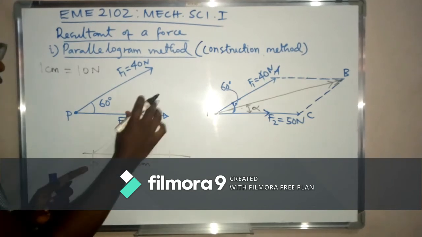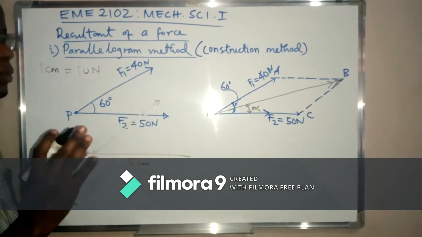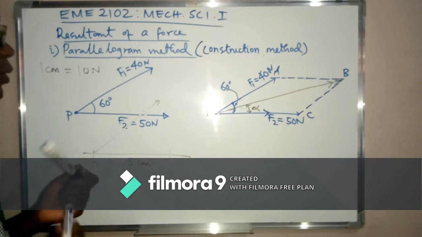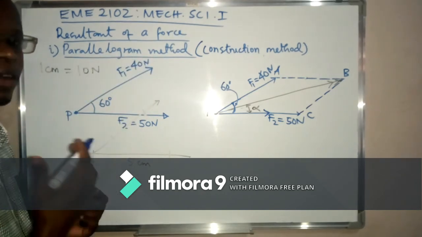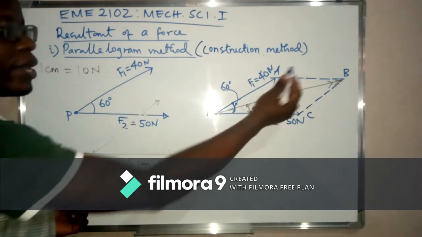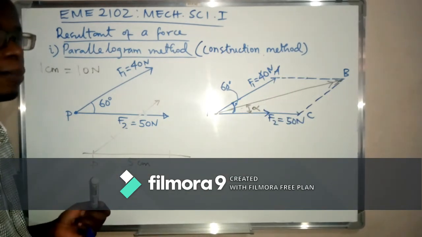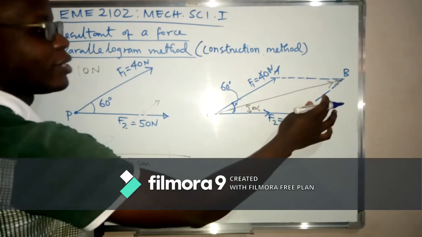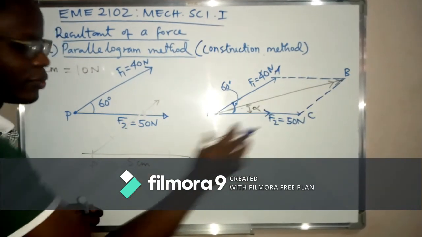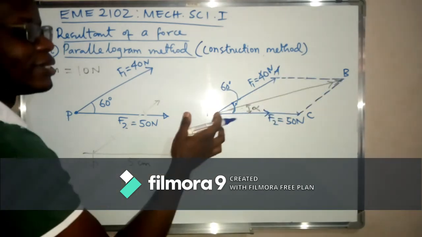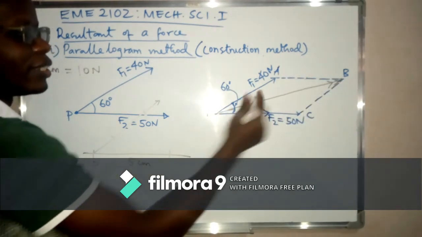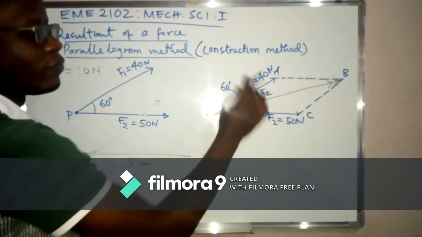So we have constructed these two lines, but we are looking at a method known as the parallelogram. So what is a parallelogram? A parallelogram is a four-sided figure whereby opposite sides are parallel. So this side is parallel to this, and this side is parallel to this. That is what we are trying to come up with, and then look at how we can get the resultant force, that is Fr, for these two forces.